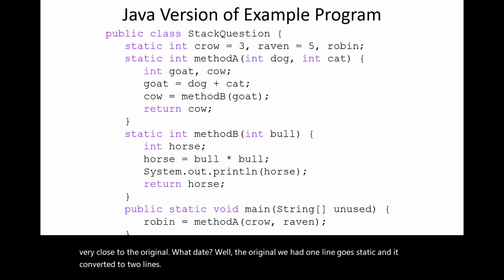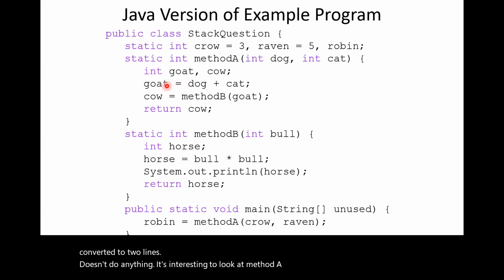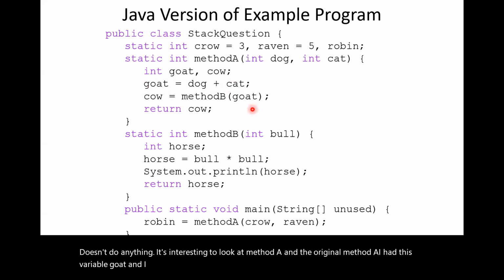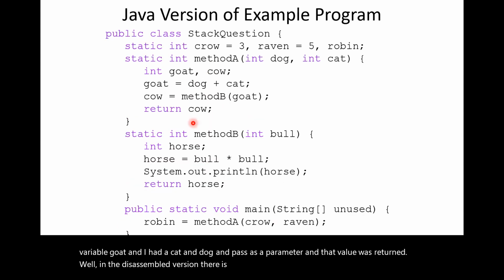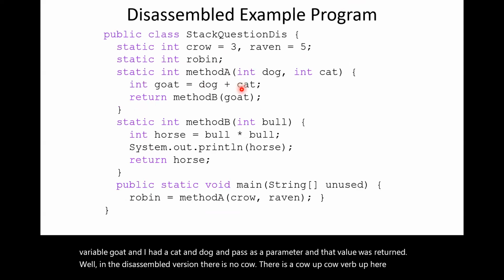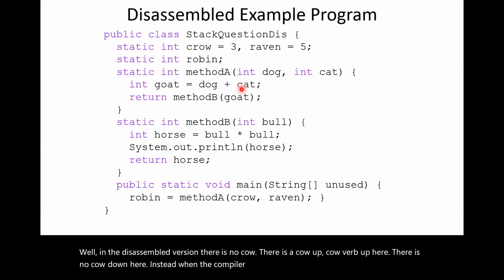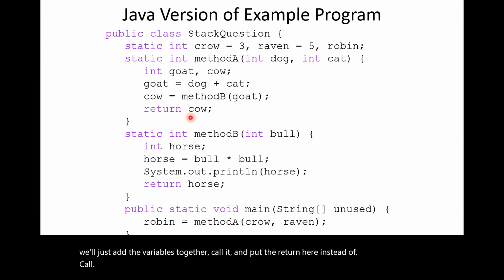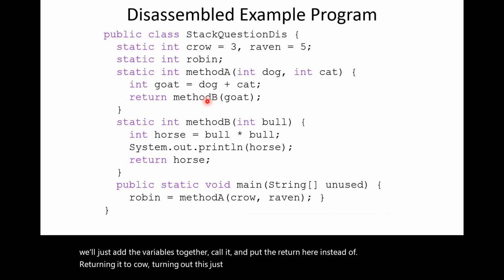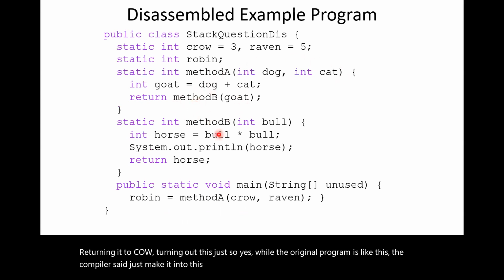It doesn't do anything. It's interesting to look at method A. In the original method A, I had this variable cow, I add a cat and dog passed as parameters, and that value was returned. Well, in the disassembled version, there is no cow. There was a cow variable up here, and there is no cow down here. Instead, when the compiler compiled that, it said, we don't need this cow. We'll just add the variables together and put the return here, instead of assigning to cow and returning cow. So while the original program is like this, the compiler said, just make it into this, and see what it's done.